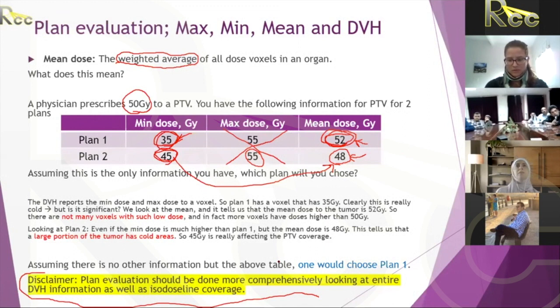But again, please don't make any decision, meaning you don't look at the DVH and say, okay, choose plan one. No, you look at the DVH, you look at the isodose distribution, and you have to analyze where those hot spots are.